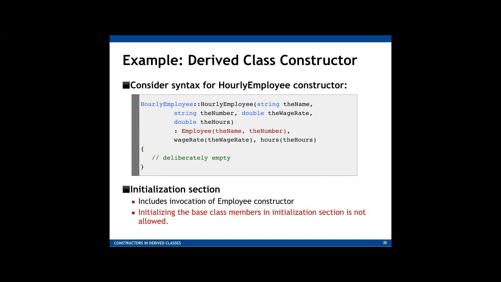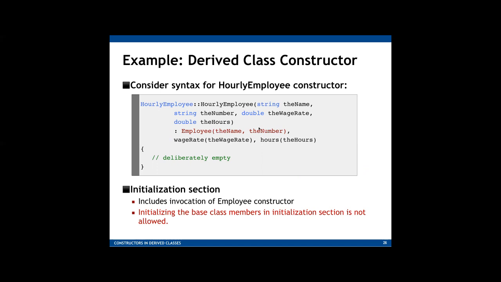As we defined in the previous sessions, Employee is a base class, and HourlyEmployee is the derived class which inherits the Employee class. And this is the constructor for the HourlyEmployee class. The first thing this constructor does is call the base class constructor to initialize the inherited member variables. And this is how you invoke the base class's constructor.